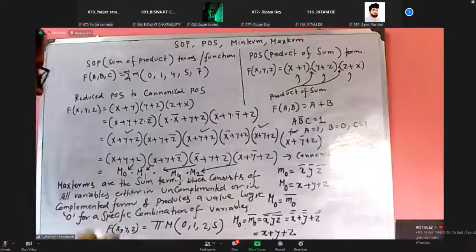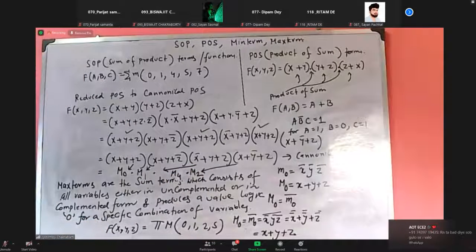So if you have any doubts of this type, you will tell. So it is 4.